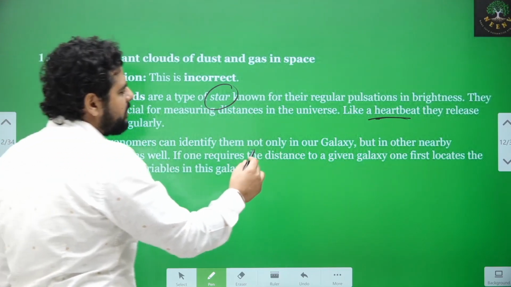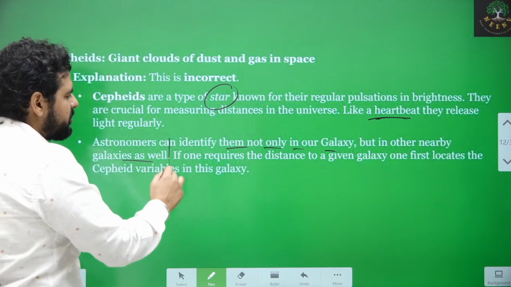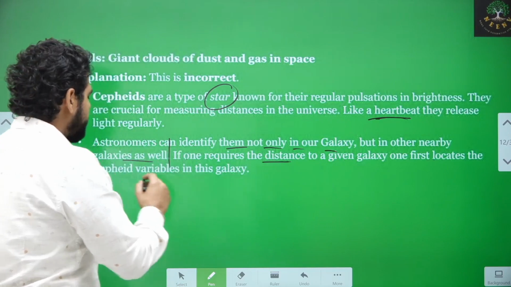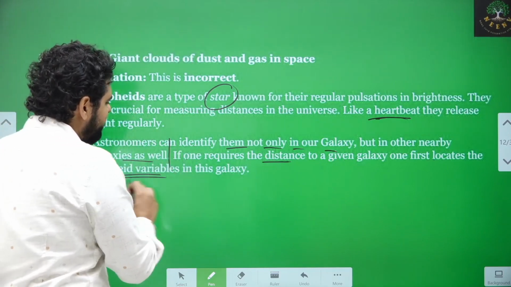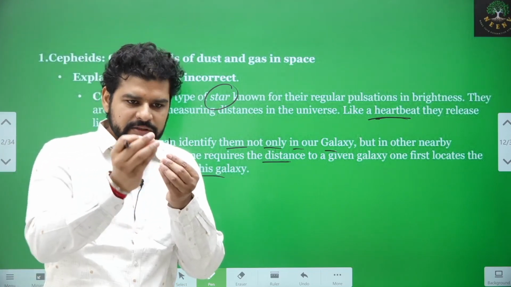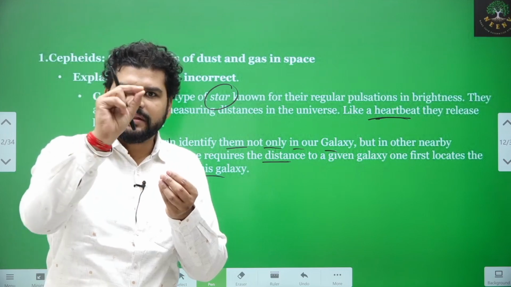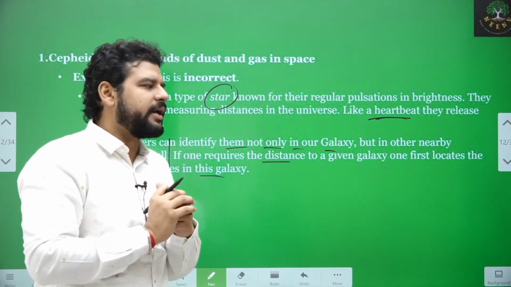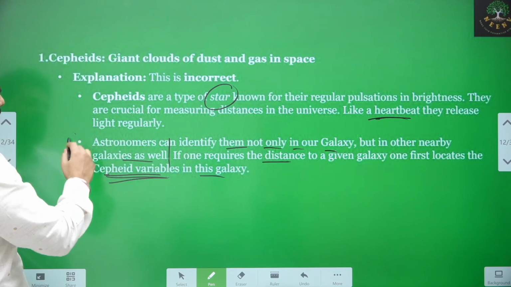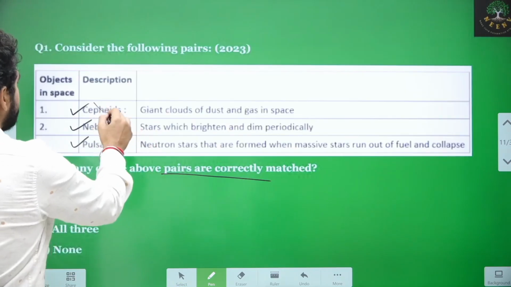Astronomers identify them not only in our galaxy but in other nearby galaxies as well. So if you want to measure the distance to a given galaxy, you should locate the Cepheid variables in this galaxy, because they release bursts of light at regular intervals. So you can detect them in the sky and measure the distance, right? You don't need to understand how, but you need to understand the application. So the first pair is incorrect.